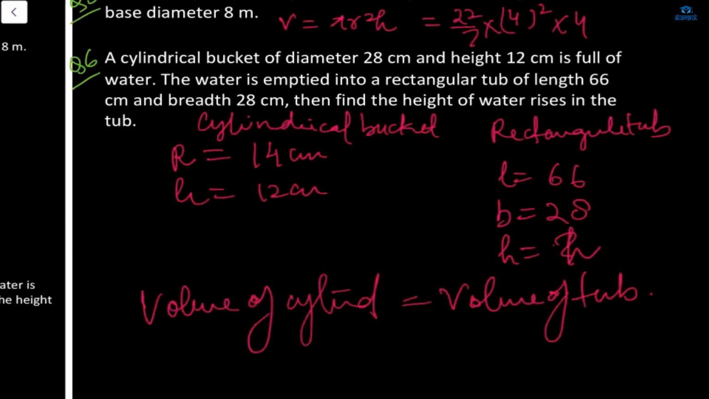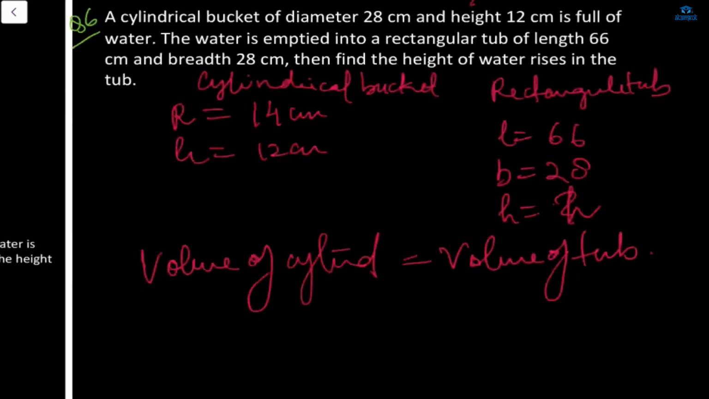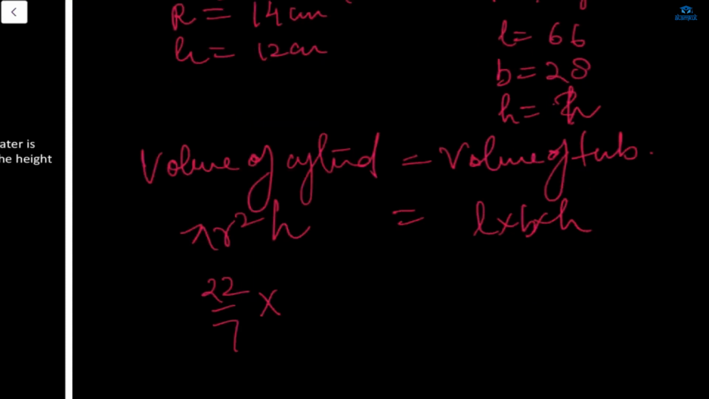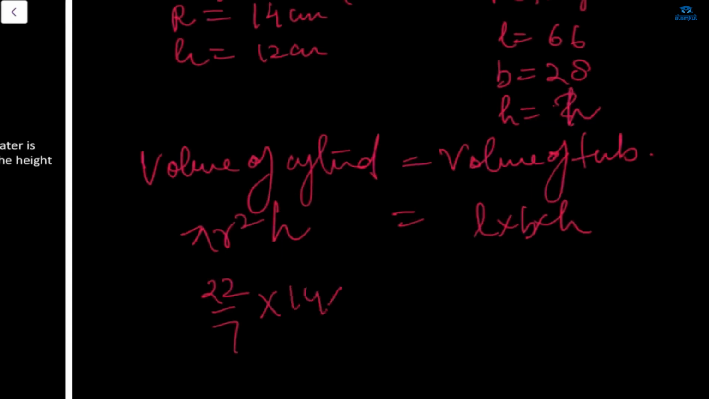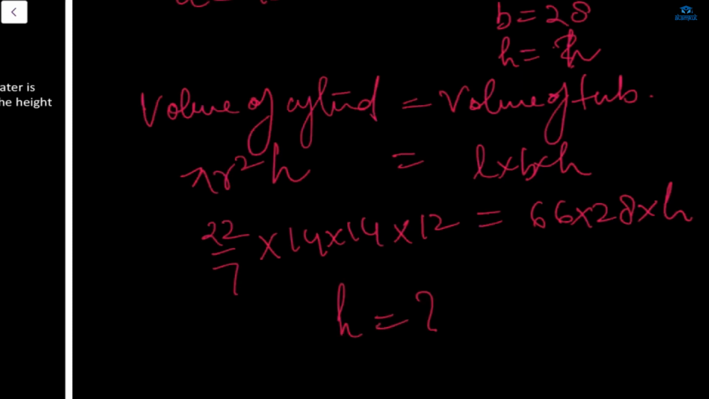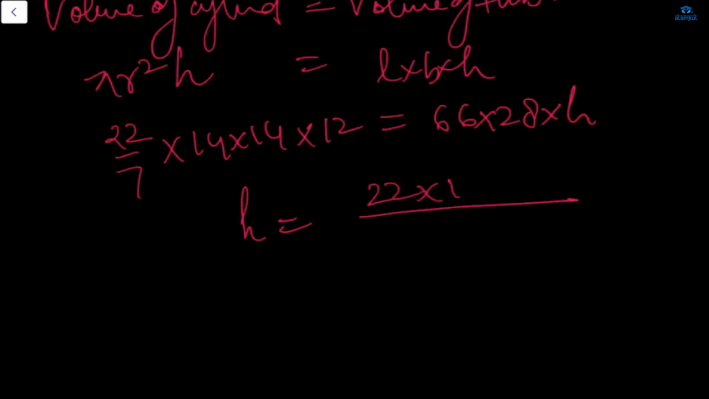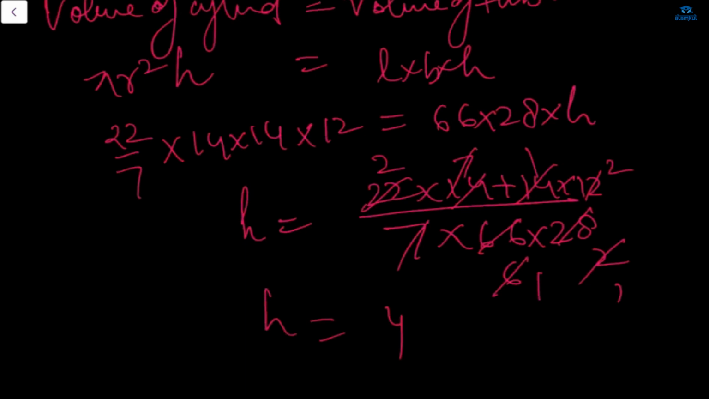Actually it is not equal to the volume of the tub right now, but since we need to find the height according to your water, I'm calculating. The volume of the cylinder is pi r square h, and the volume of a rectangular tub is length into breadth into height. So 22 by 7 into 14 into 14 into 12 is equal to 66 into 28 into h. Now you can simply find h from this. Put all the things in one place and h on one side: 22 by 7 into 14 into 14 into 12, all divided by 66 into 28. Your height is 4 centimeter.